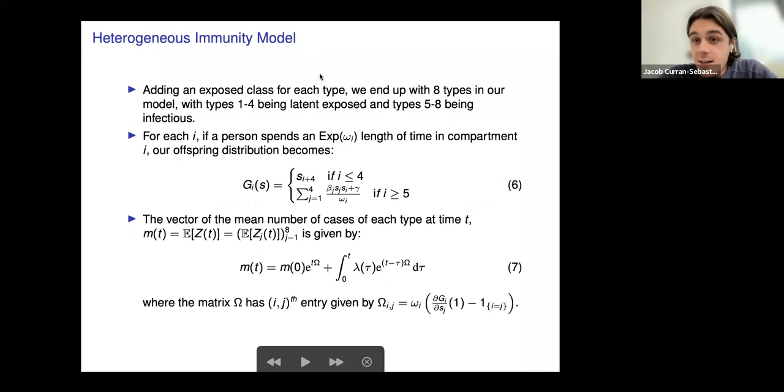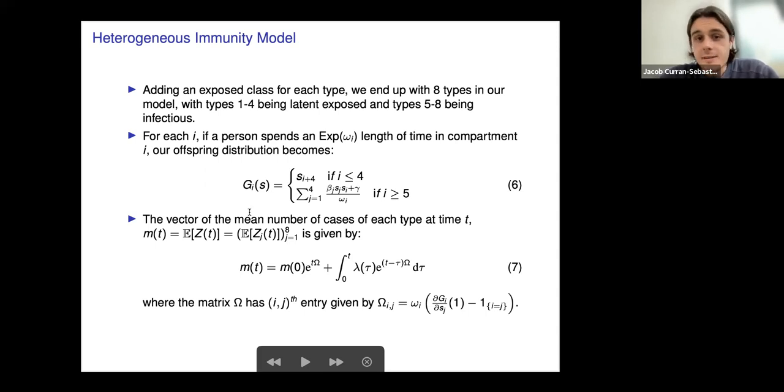We also add an exposed class. So I mentioned before having an SEIR type model. This is slightly more realistic for COVID. So we end up with 8 types. We get 4 types of E and 4 types of I to end up with 8 types. And again, we can quite straightforwardly get a probability generating function for this process. So if each person spends an exponential length of time in compartment I, we get a reasonably simple offspring distribution, or a reasonably simple probability generating function.